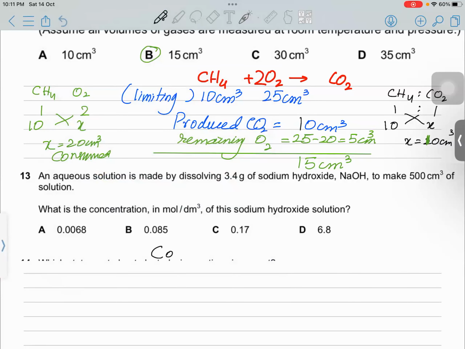So concentration is equal to mole over volume multiplied by 1000. So mole is required. First step is mole. So mole is equal to gram over Mr. This is 3.4. Mr of sodium hydroxide is 40. Can you tell me the answer?